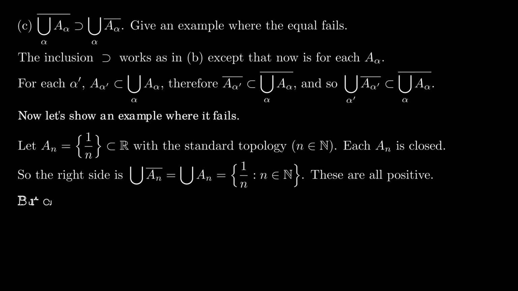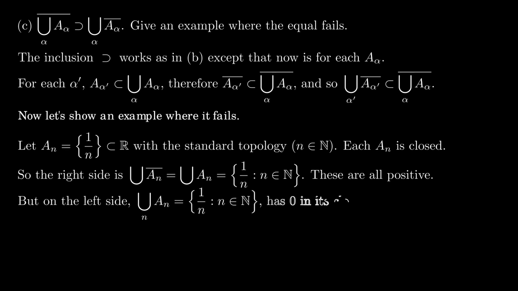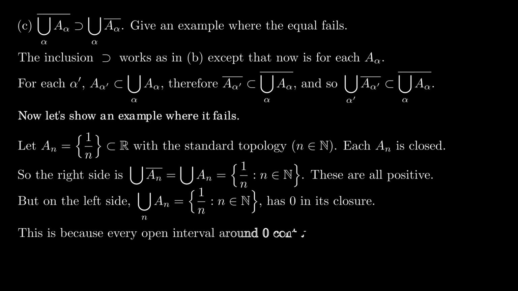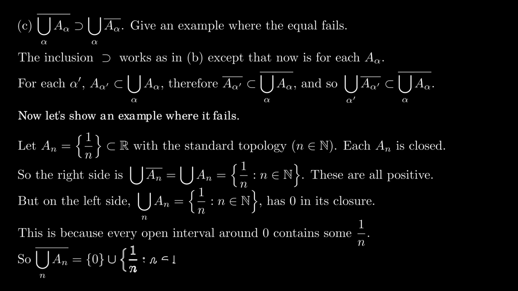But on the left side, the union of the sets A sub n, which again gives the elements 1 over n for every natural n, has 0 in its closure. This is because every open interval around 0 contains numbers of the form 1 over n, for some natural n, in fact infinitely many. So the closure of the union contains the number 0, and is therefore not a subset of the union of the closures, which only gives positive values.